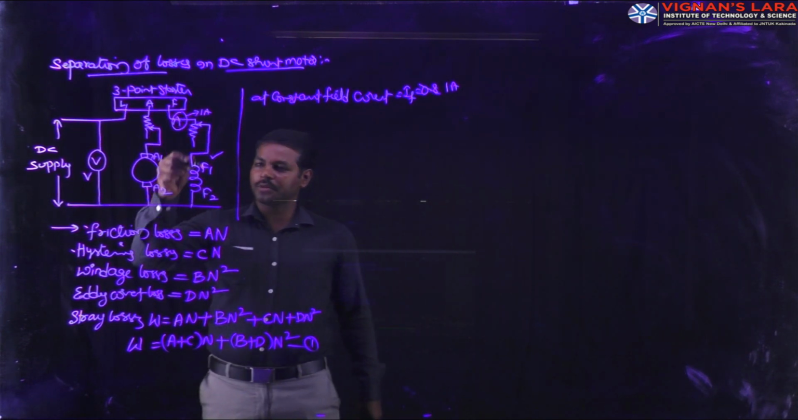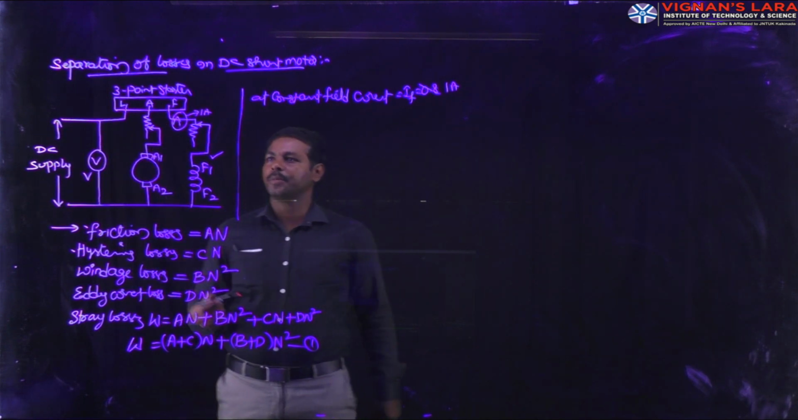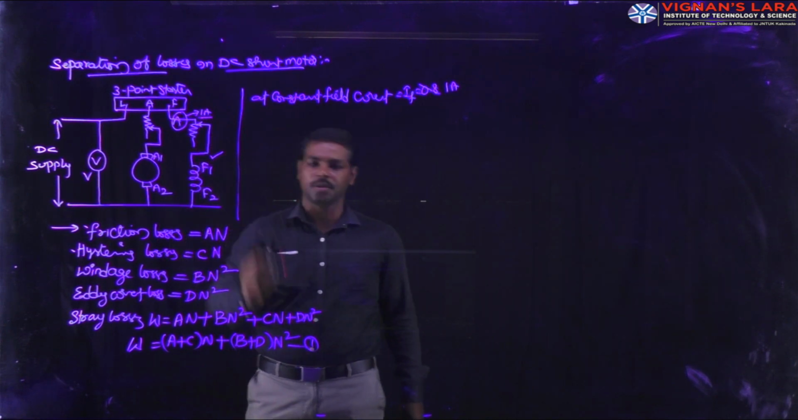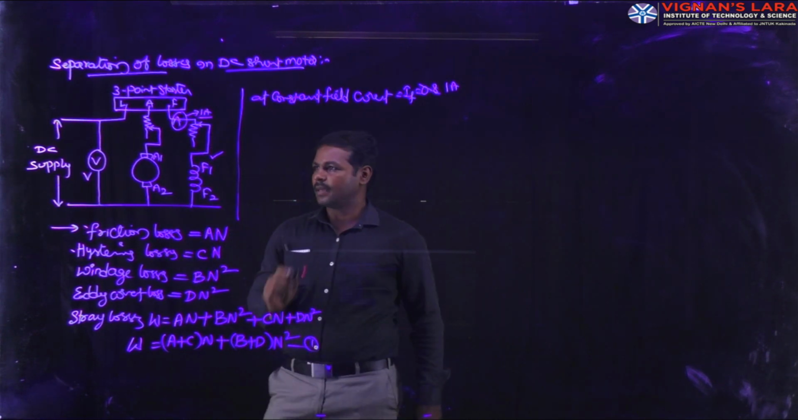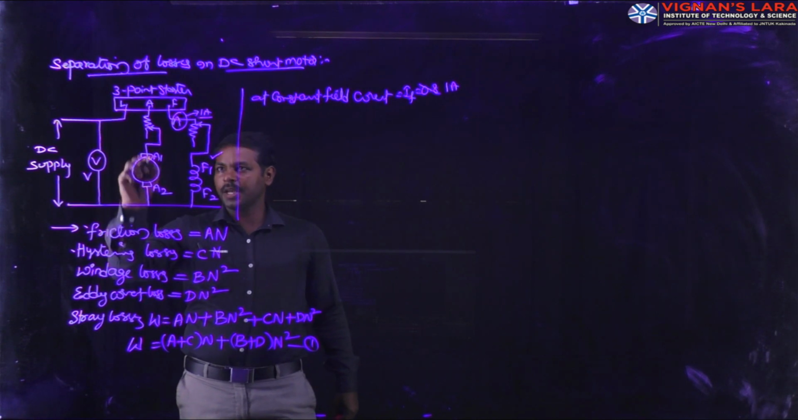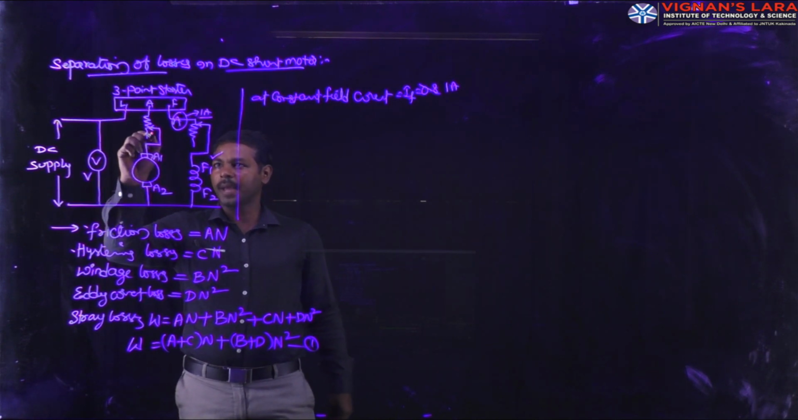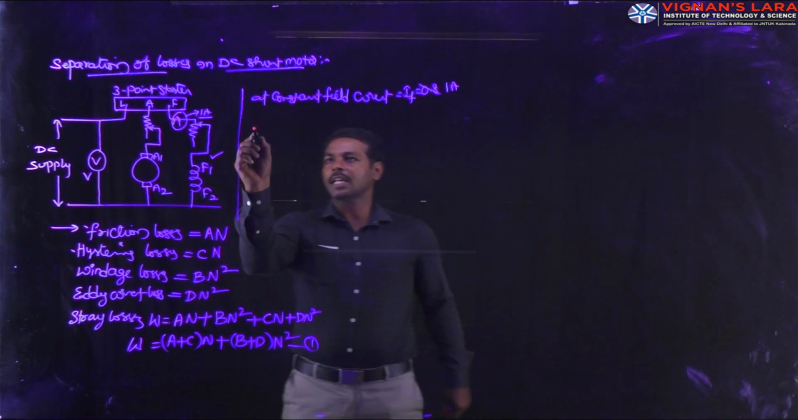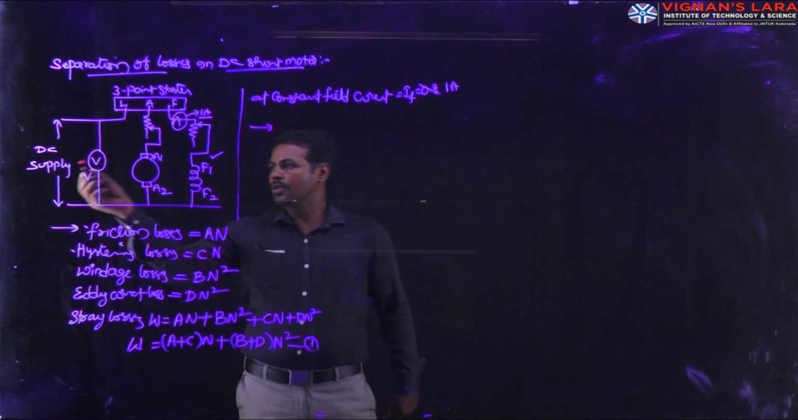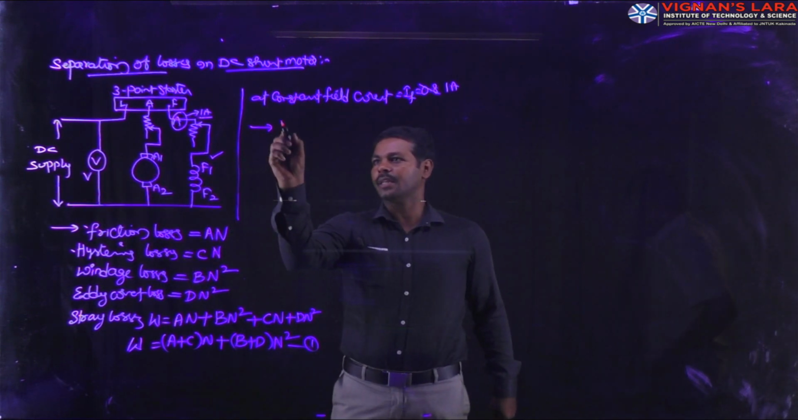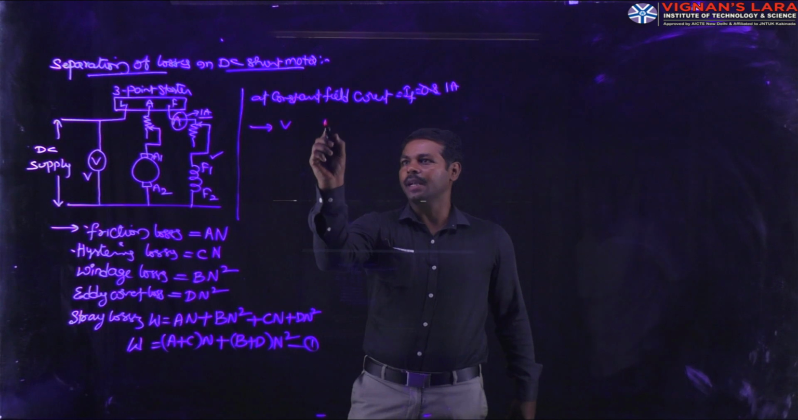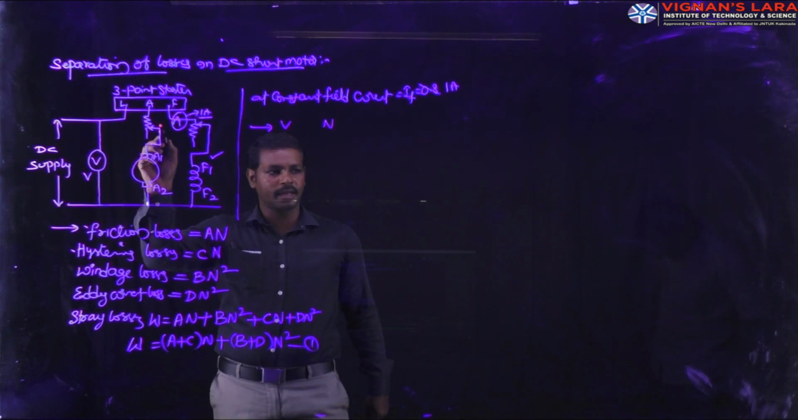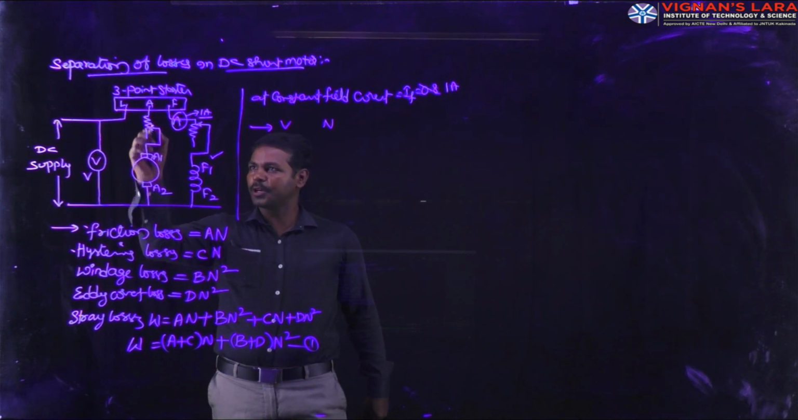The current flowing through the field winding is set at the minimum position; correspondingly we vary the field rheostat so that the field current is equal to 1 ampere. After that, the armature rheostat is varied from maximum to minimum position. Correspondingly we note down two parameters: one is voltage, the second is speed.